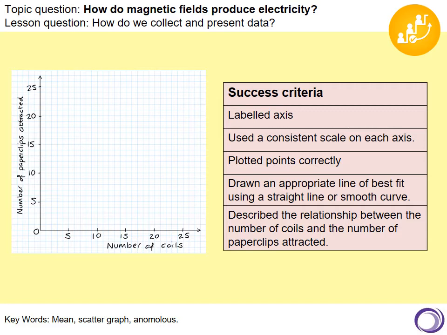It's really worth taking time to plot points correctly and go back and double check, because that's easy marks lost. And when we're plotting points, a nice neat cross with a sharp pencil. We then draw a line of best fit, and that could be a straight line, or in our case it was a smooth curve. And then finally we describe the relationship, in this case between the number of coils and the number of paper clips attracted.